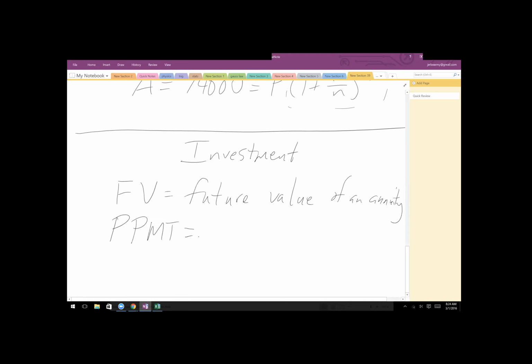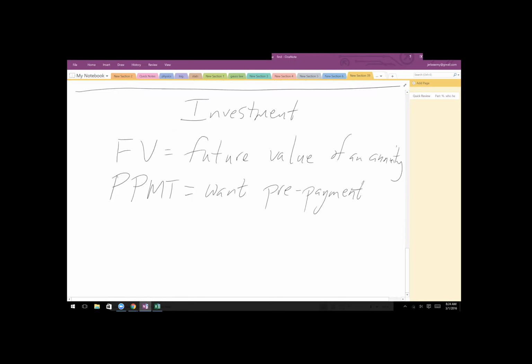There's PPMT as the other investment one. Prepayment is what it stands for. But basically this is if you know what you want your annuity to be, and this tells you what payments will get you there. All right. So I think those are the only 2 we're actually going to use in investments.